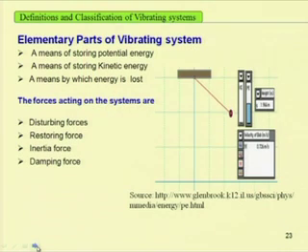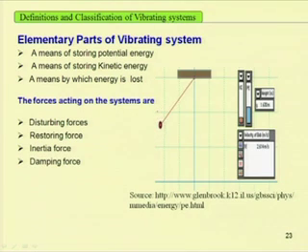So, we have discussed different elementary parts of a vibrating system. In today's class, we are going to derive the equation of motion using Newton's method or D'Alembert's principle, which are based on force and moment equations. Already we know the different elementary parts of the vibrating system.